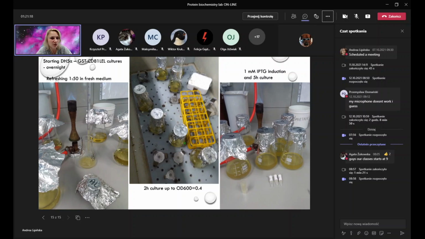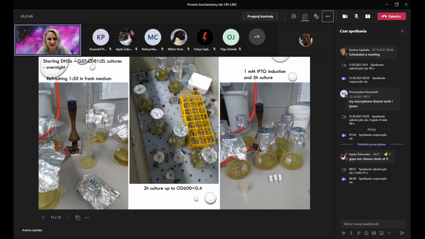For some proteins, we grow the bacteria at a bit lower temperature, like not at 37 degrees, but at 30 degrees. They grow a little bit more slowly, and it just helps the proteins to fold a little bit better. So if you have a problem with folding, usually we try overnight culture at lower temperatures, and it can help.